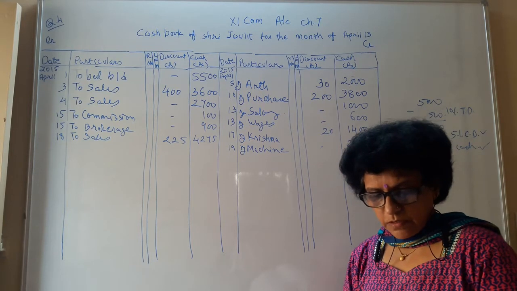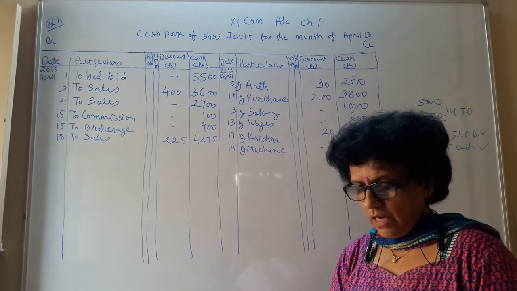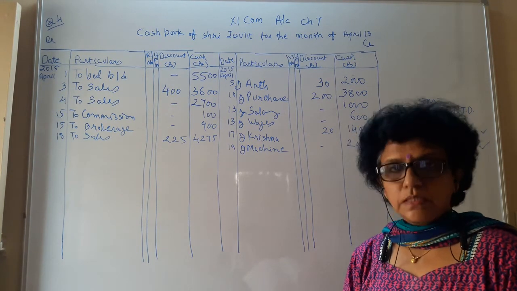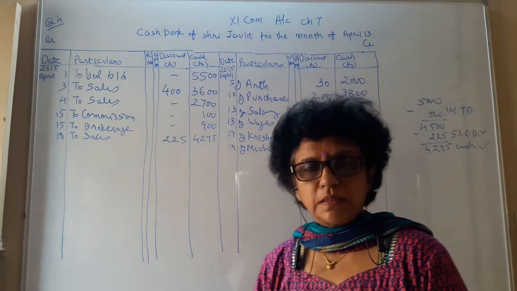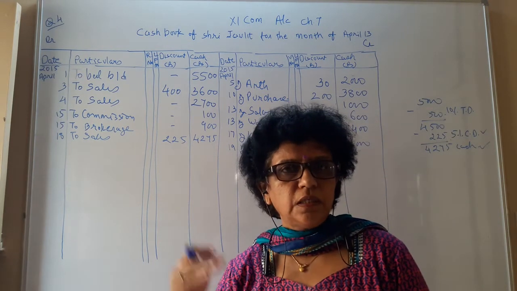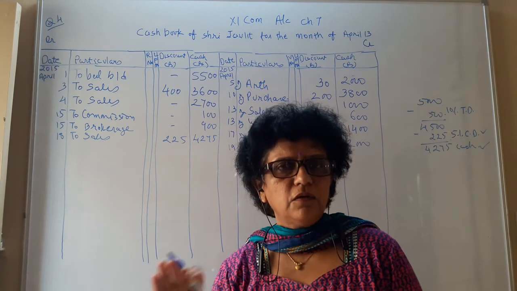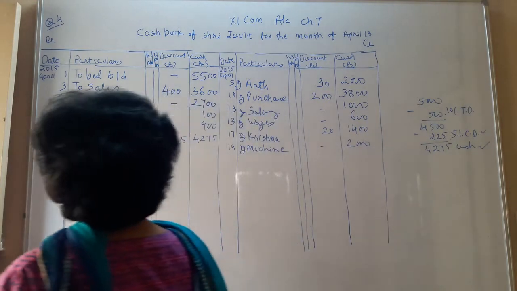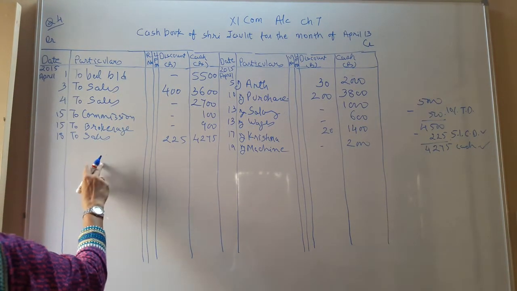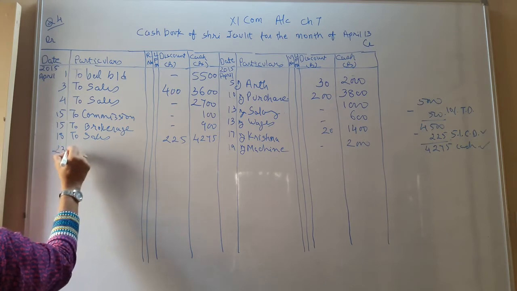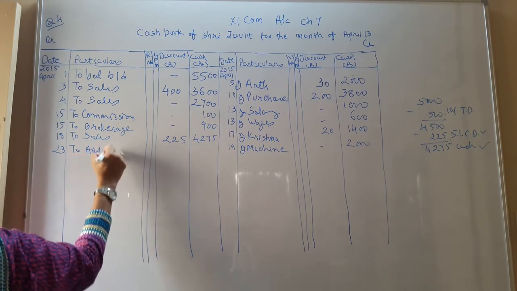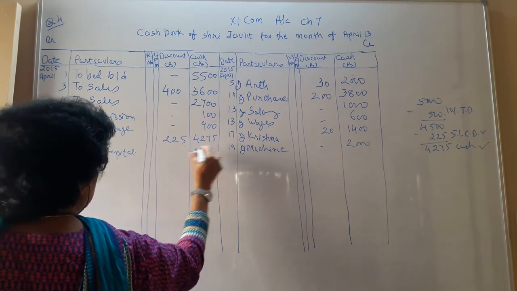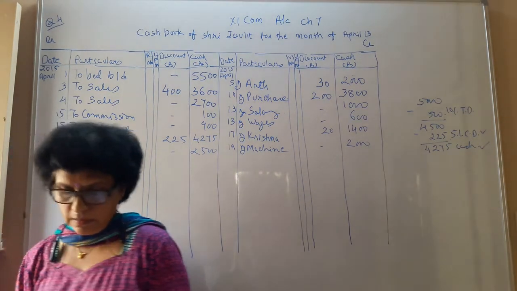On the 23rd, as more finance is required in the business, household furniture of 3,000 is sold for 3,500. Out of this, 2,500 is brought into the business. How much was the furniture worth? At what price was it sold? That is none of our concern. Our concern is what amount the owner brought into the business. Owner brought in on 23rd, that is additional capital, 2,500 rupees. That is our concern figure.